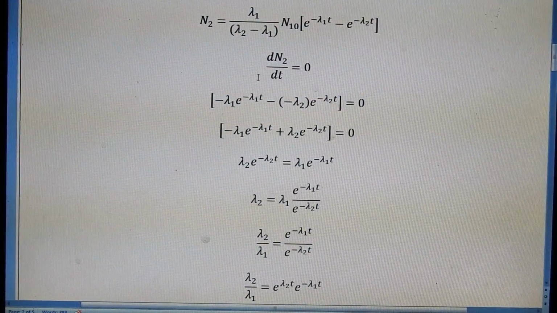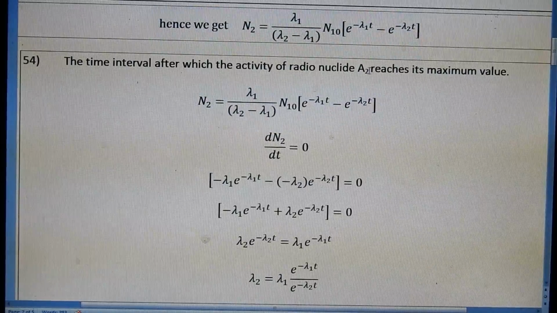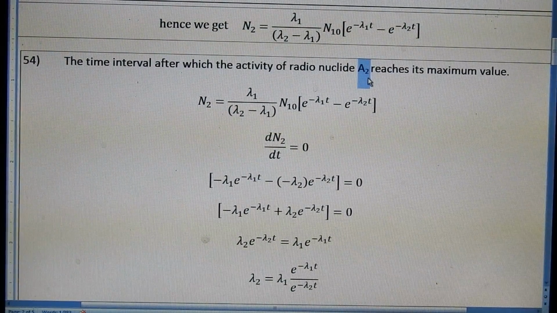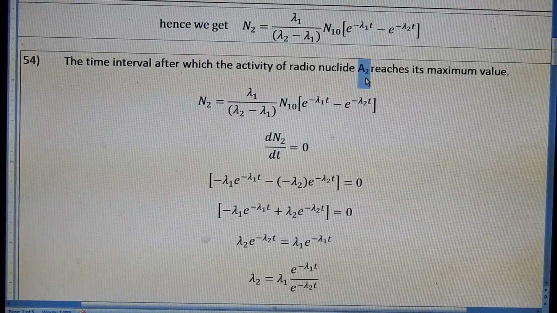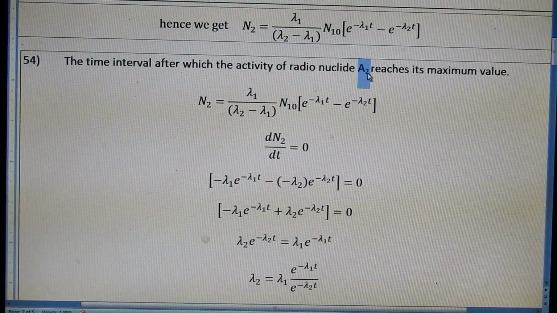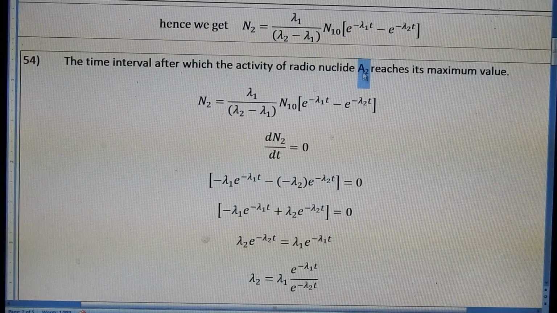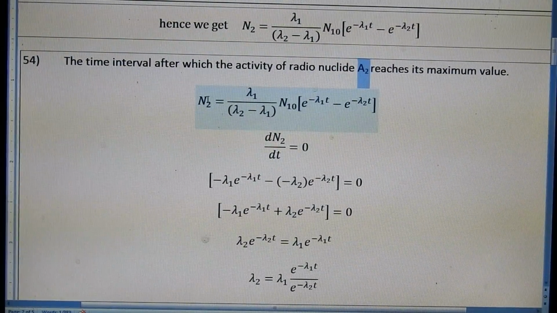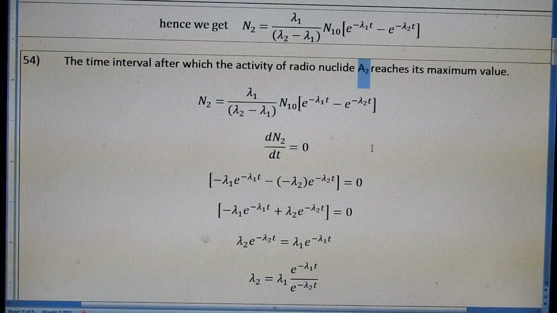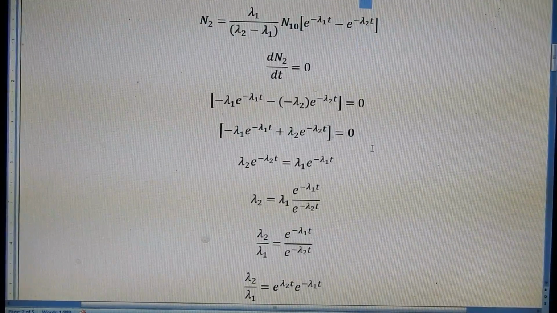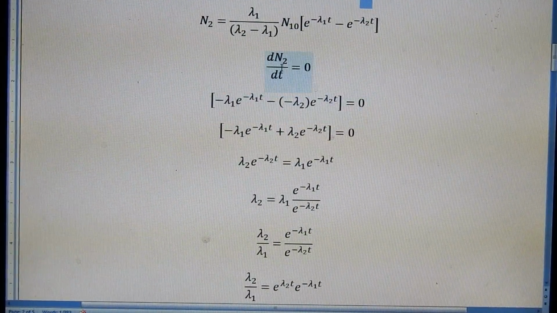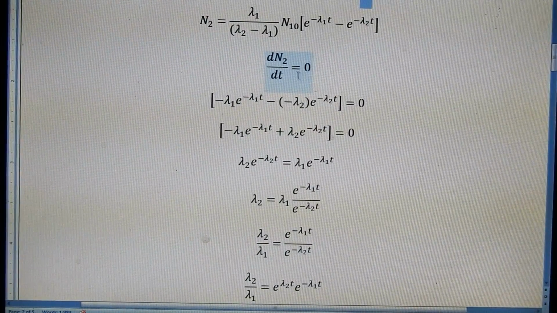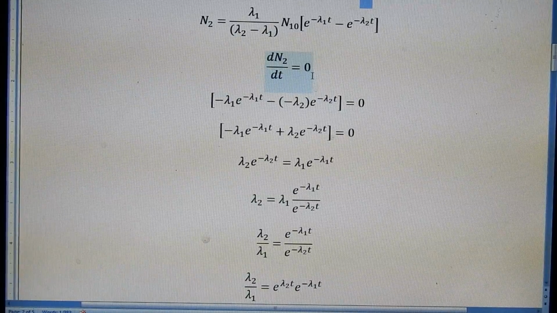Here one thing we have to remember: A2 is to reach its maximum value, which means the decay is happening from A1 to A2, so A2 should be maximum and it should not start decaying to A3. N2 is the number of nuclei and it should be maximum, that is what is being asked. So dN2 by dt should not change, which is why we make dN2 by dt equal to 0.